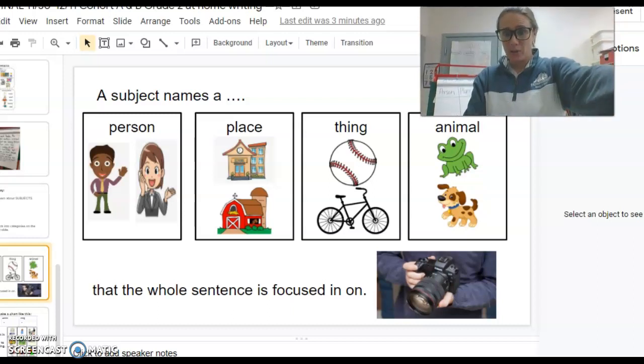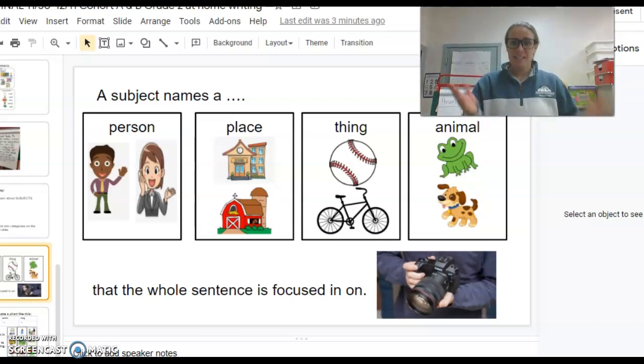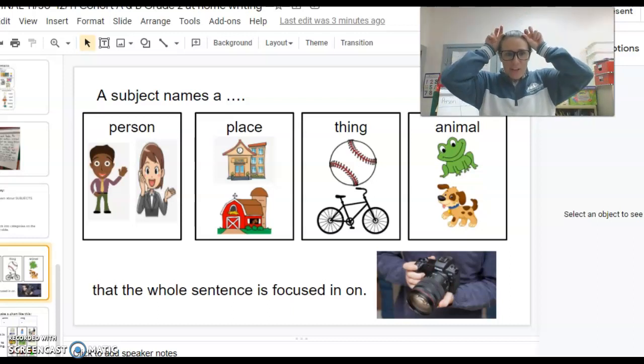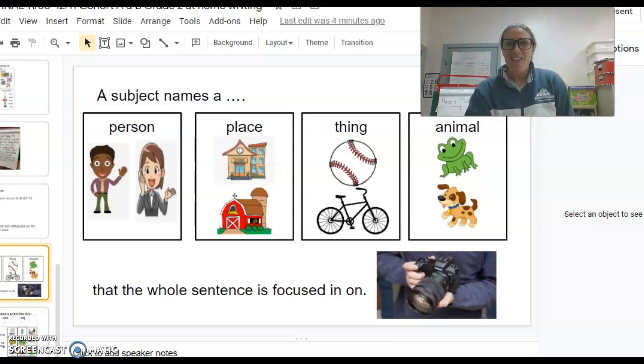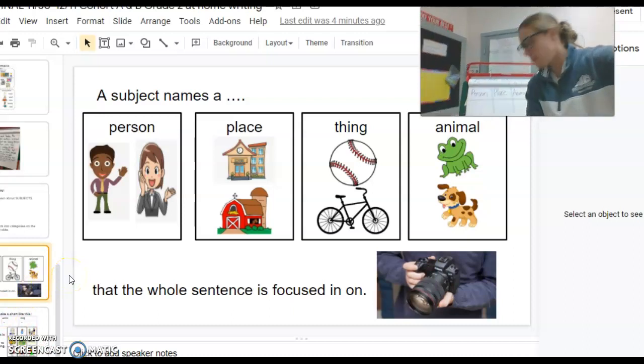I want you to try that with me one more time. Here we go. Say it with me. A subject names a person, place, thing, or animal that the whole sentence is focused in on. Very good.